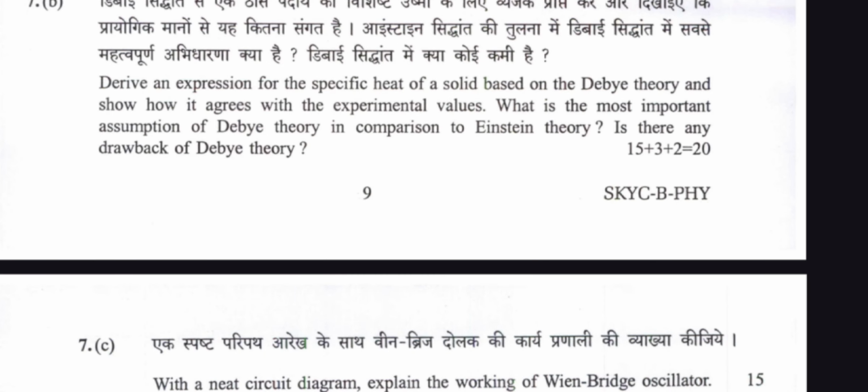And 7b, derive an expression for the specific heat of solids based on the Debye theory. How does it agree with the experimental value? What is the most important assumption of the Debye theory compared with Einstein's theory? Are there any drawbacks of the Debye theory? So Debye theory is important. What is different about Einstein's theory and Debye theory?